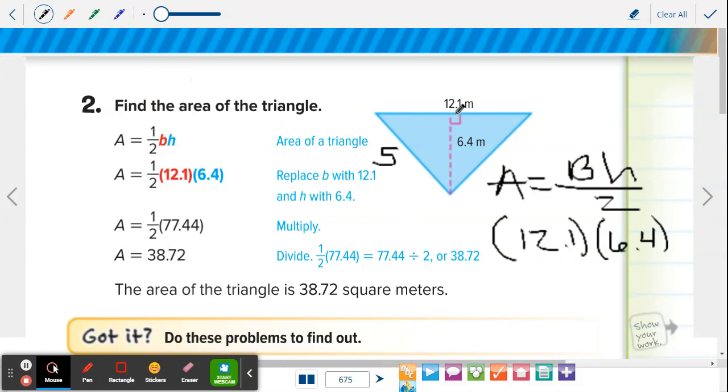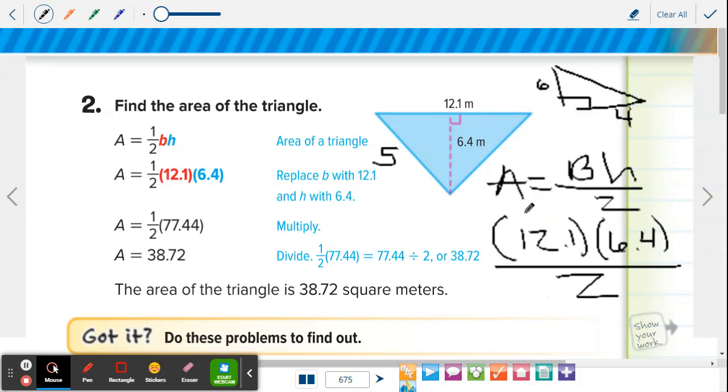No. The base is always underneath that little square right there, and the height will always be the dotted line. Or if they have a right triangle like this, this would be the height, this would be the base. It just depends on the numbers and where they're placed. So do 12.1 times 6.4 first. So you take it in steps. Do the multiplication part first. Then divide by 2. And we get what? 38 and 72 hundredths, 38.72.